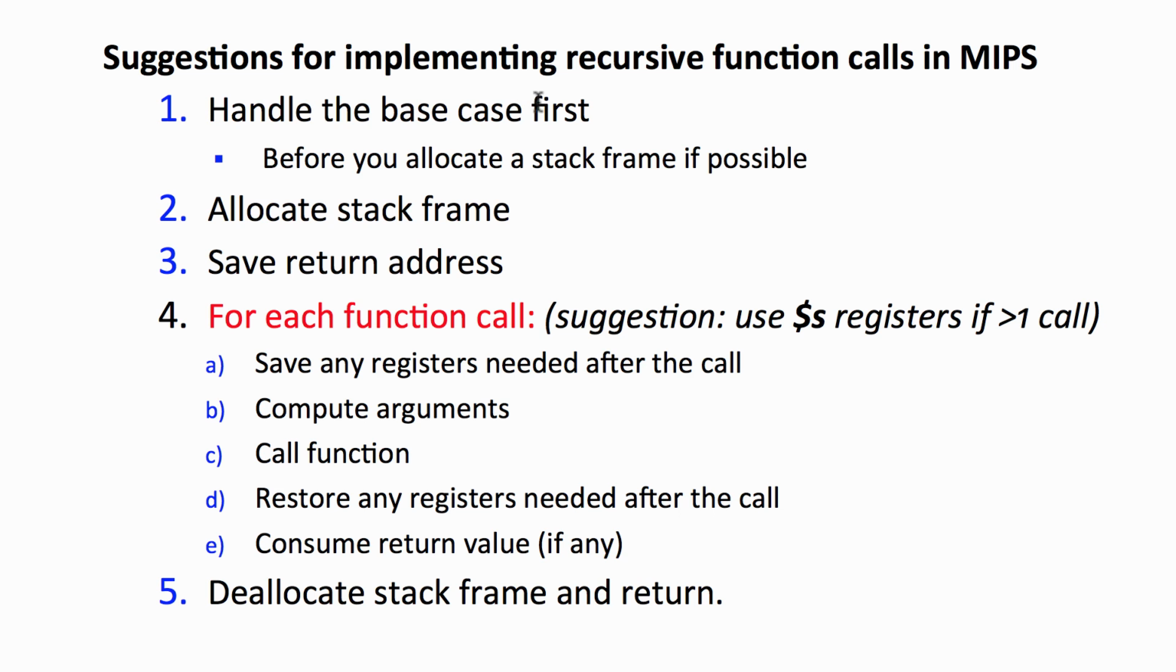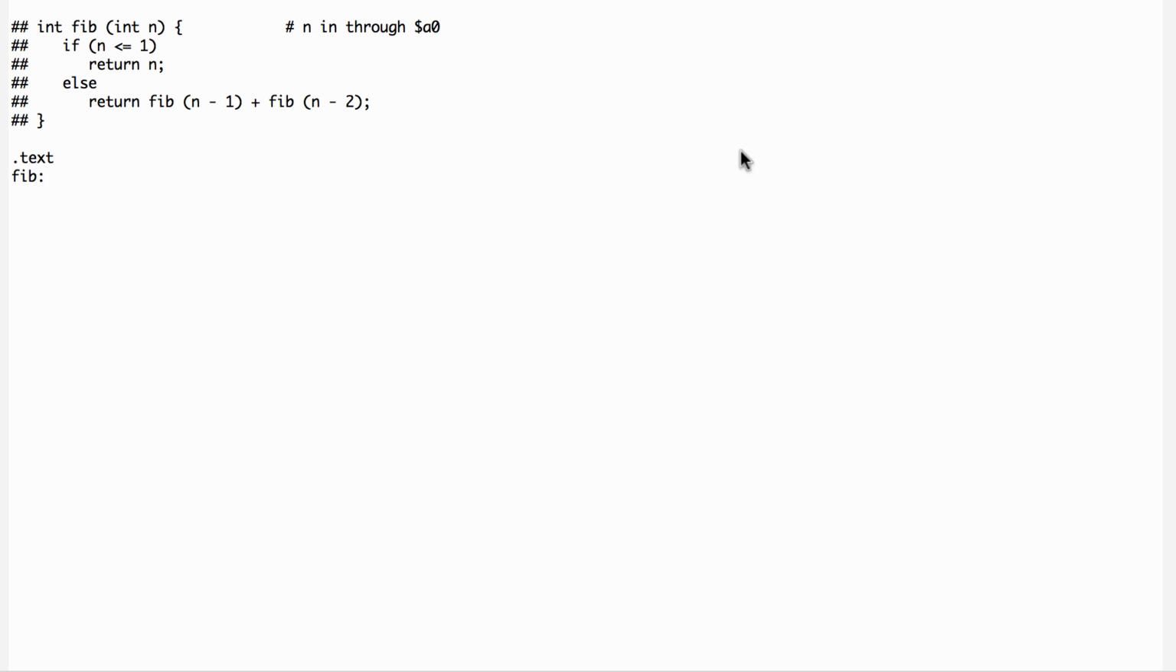First, we're going to handle the base case, and we're going to do this without allocating a stack frame if possible. Our base case for this function is if n is less than or equal to 1. As typically done, we're going to invert this condition. So rather than less than or equal, we're going to have a branch if greater than. The variable n is in the register A0. So branch if greater than A0, comparing it to 1, and if that condition holds, we're going to do the recursive case.